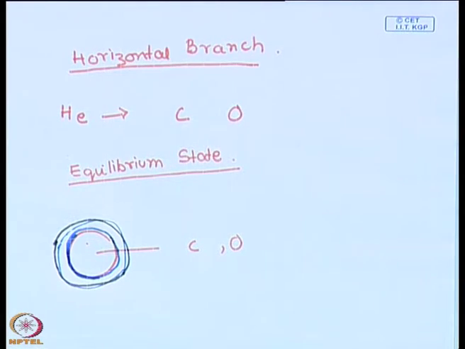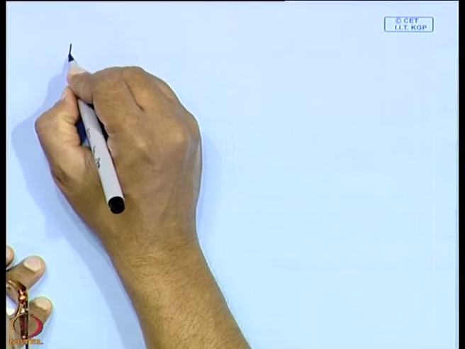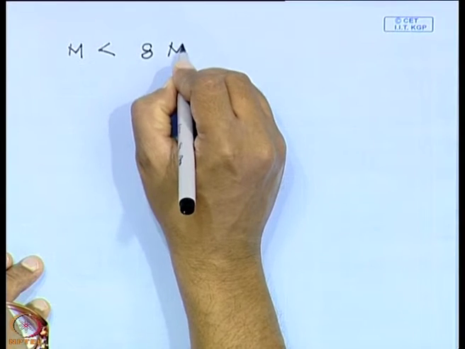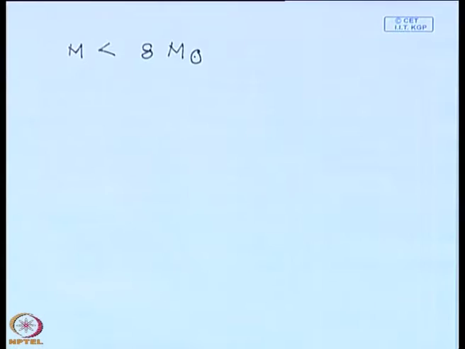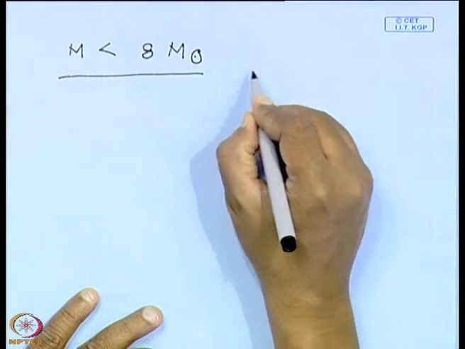Now, for stars which are less than 8 solar masses, the sun for example, this is the end of nuclear burning. No more nuclear burning proceeds beyond this. So for stars less than this mass, this is the end of nuclear burning.